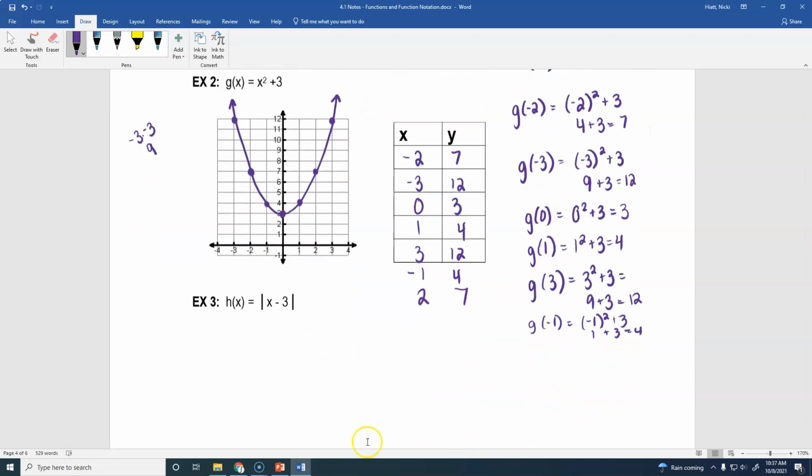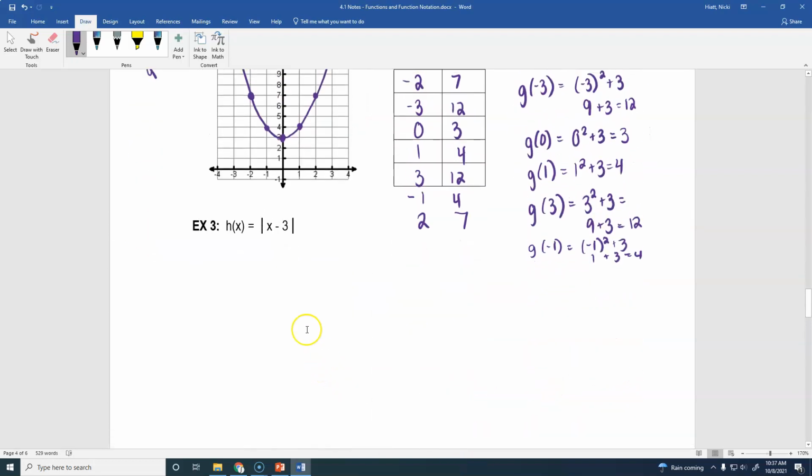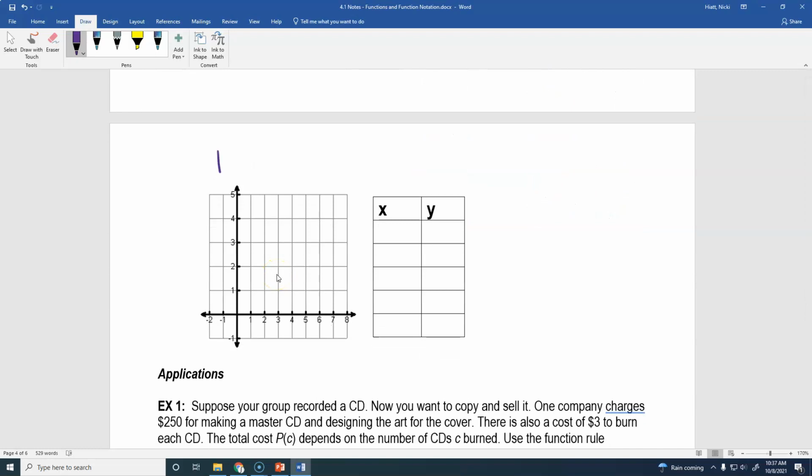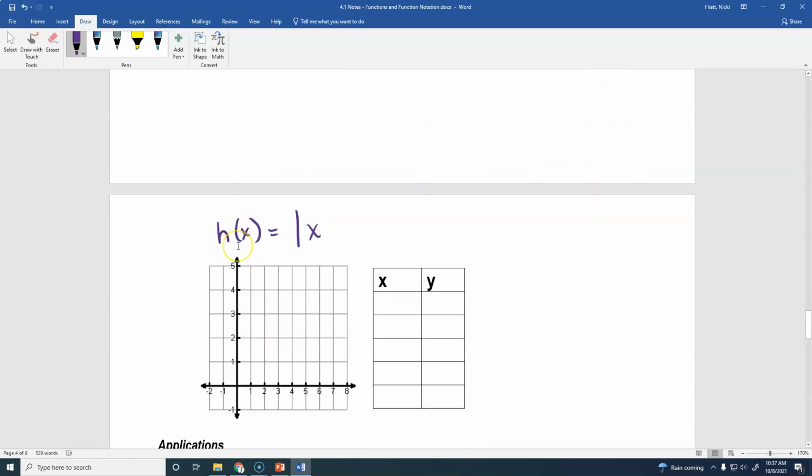All right. Did yours get sent down to the next line? Yeah, okay. All right, so your equation here got skipped, but it's h of x equals absolute value of x minus 3.